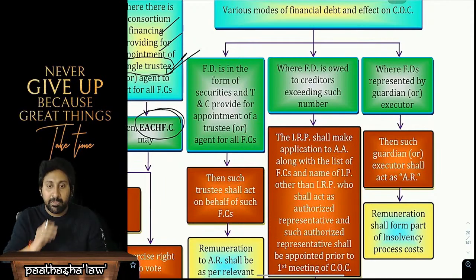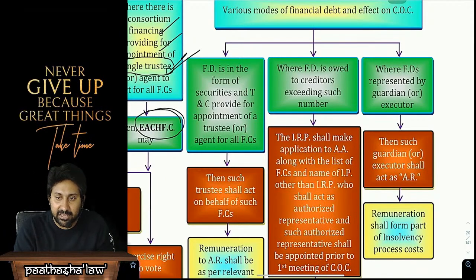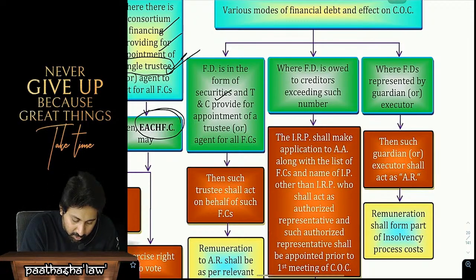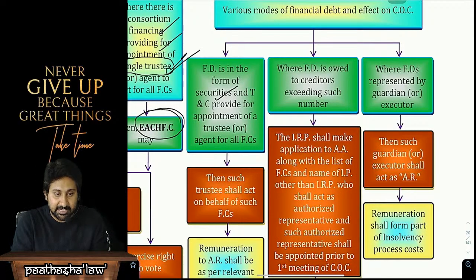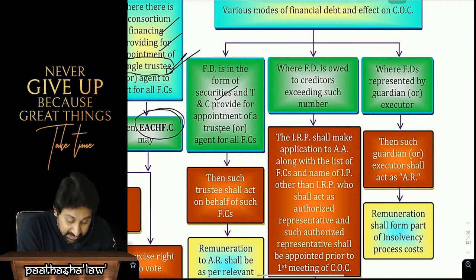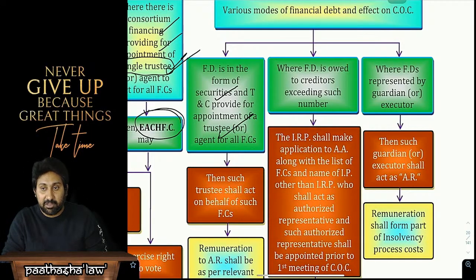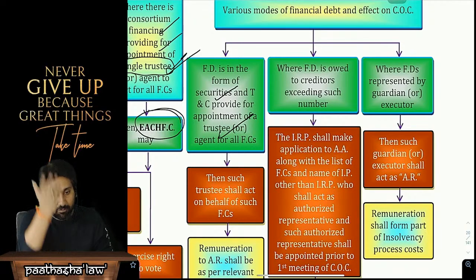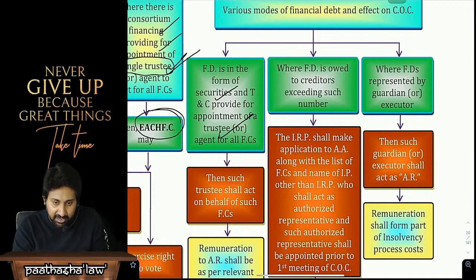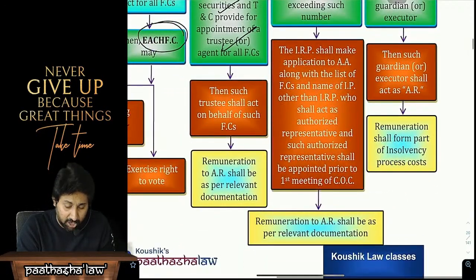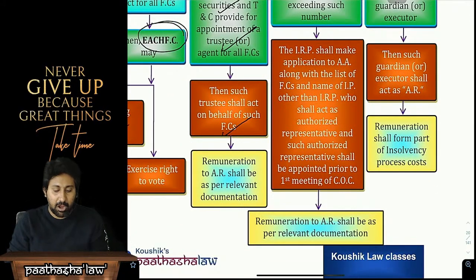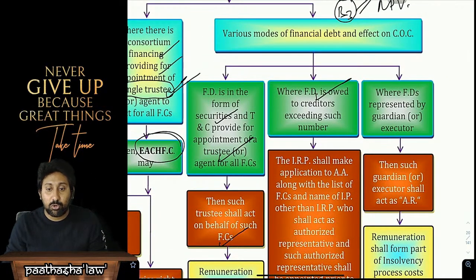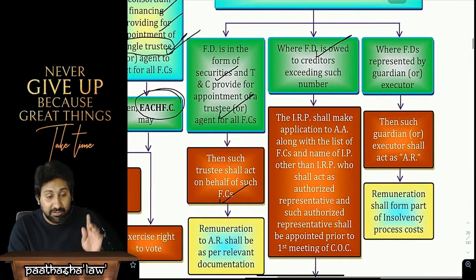Listen carefully. If the financial debt is in the form of securities like debentures, then what will happen? A debenture trustee will be appointed as an agent for all of them. That debenture trustee will not act for each of them, as 25,000 debenture holders are there. Then such trustee shall act on behalf of all such financial creditors, where financial debt is owed to creditors exceeding such number. Which number?